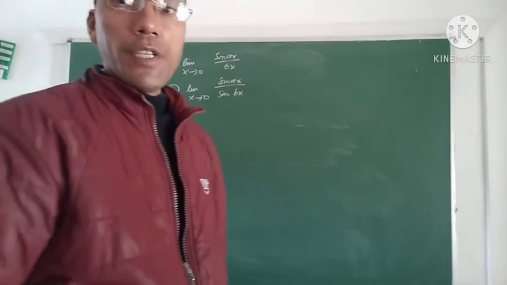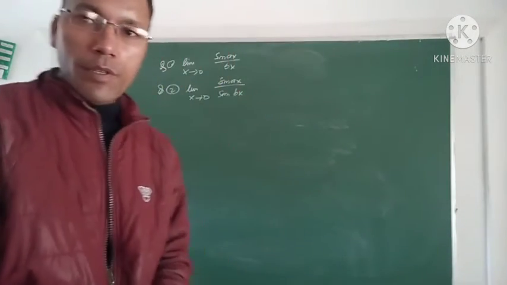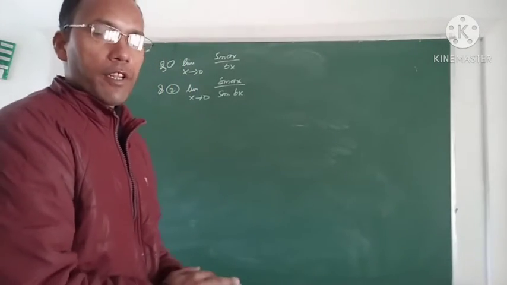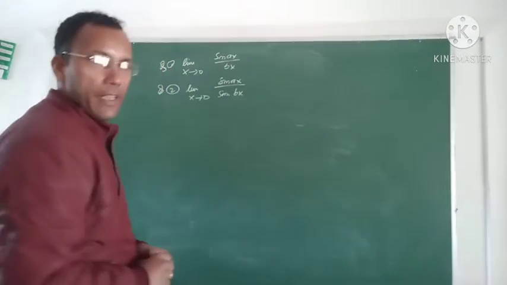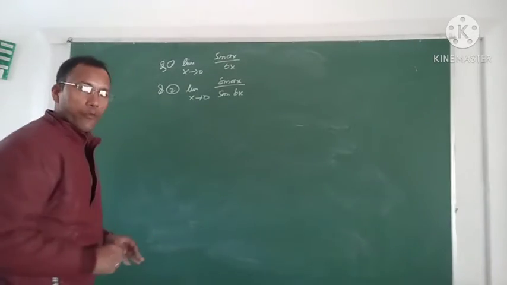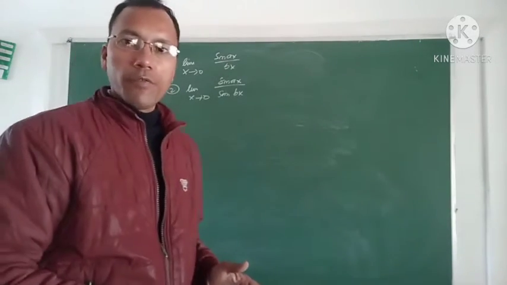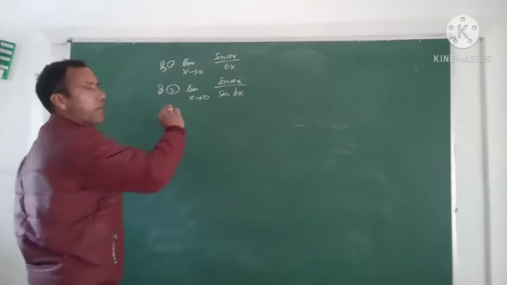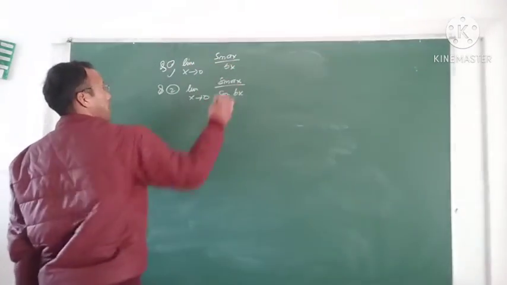In previous sessions we solved some problems related to limits, and today we are going to solve more problems of the same kind. Here we are going to discuss trigonometric functions. See, that is the first problem which we have: limit x tends to 0 of sin ax upon bx.